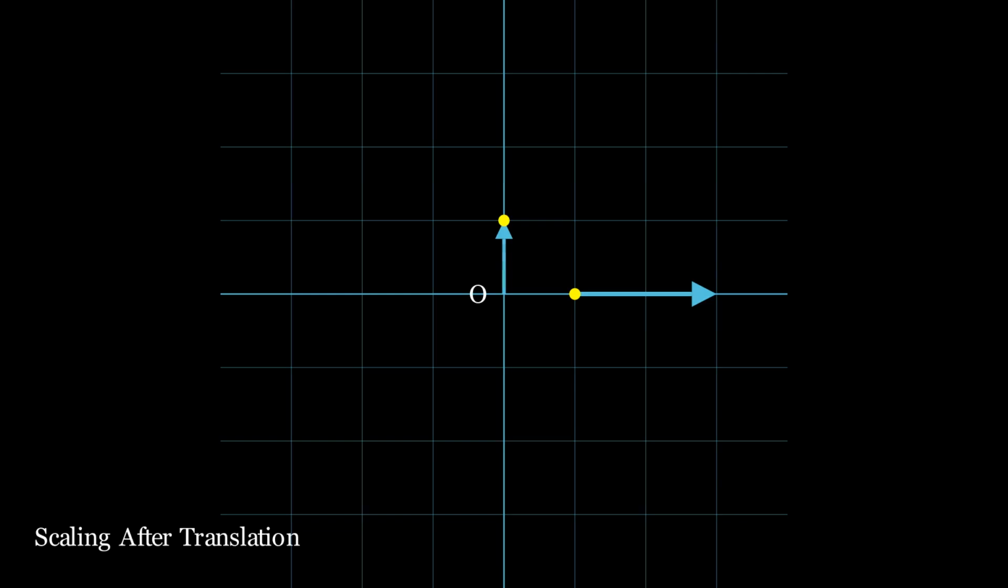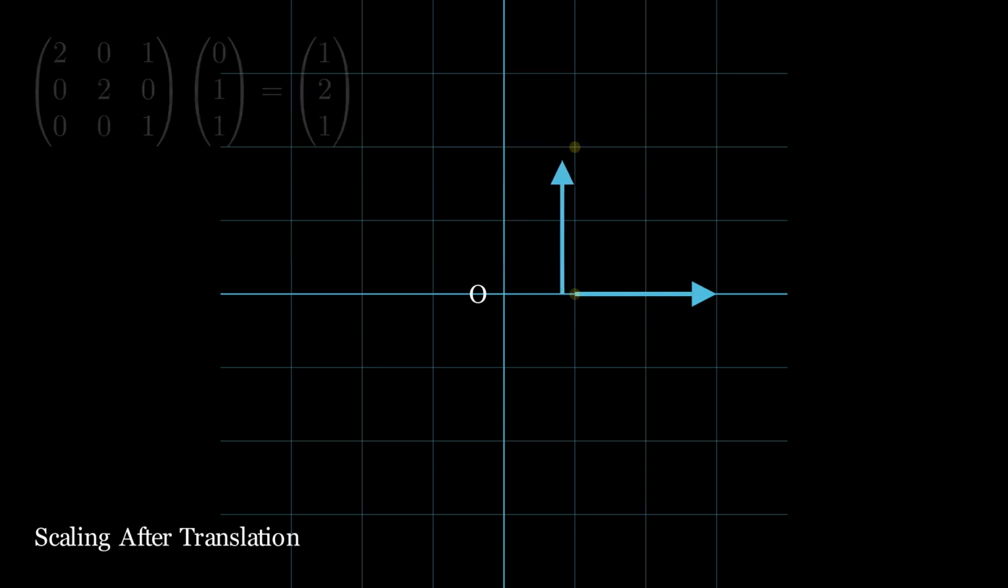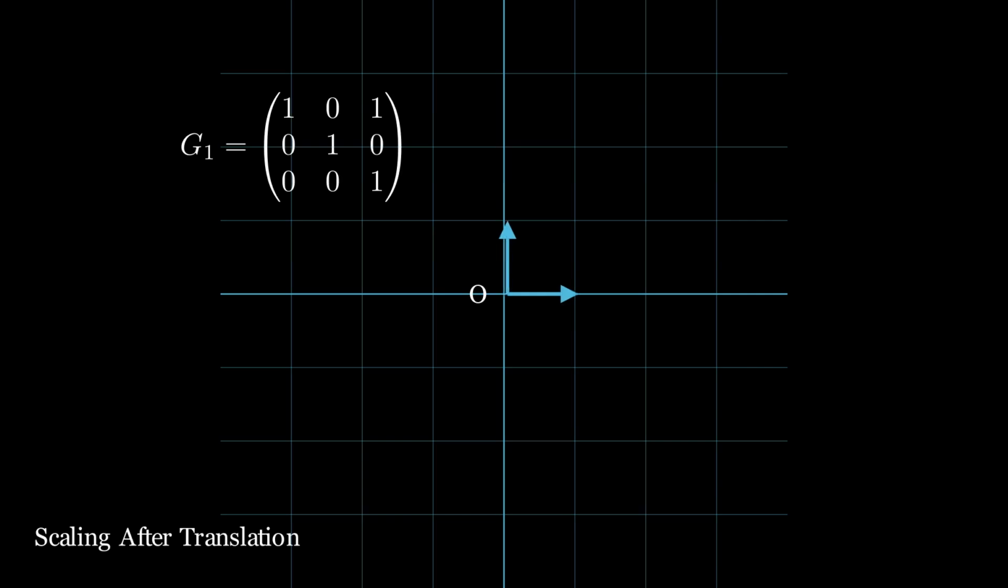Similarly, when we apply the transformation to the other basis vector Ey, which is 0, 1, 1, we obtain the result shown in the diagram. This represents all the information contained in G. By replaying the movie, we can see that the transformation indeed behaves as expected.